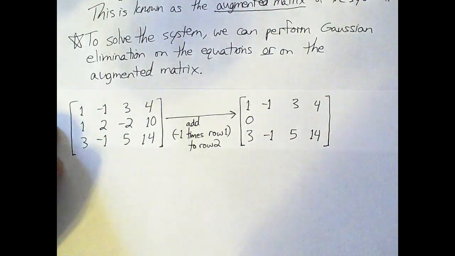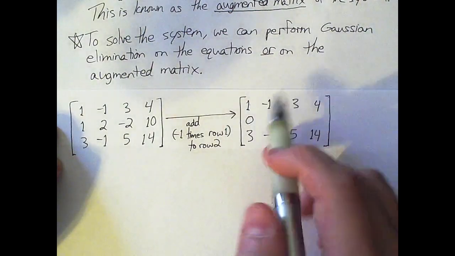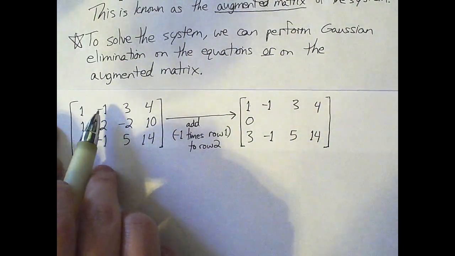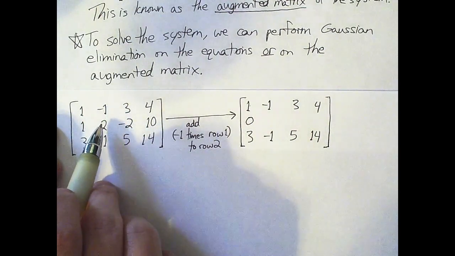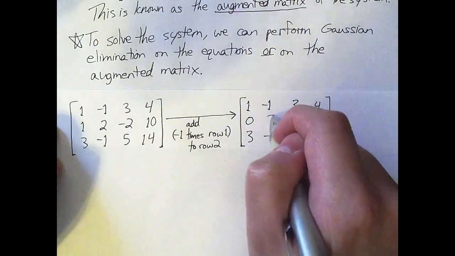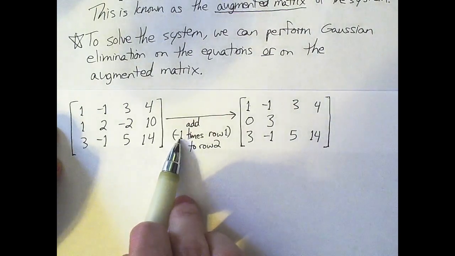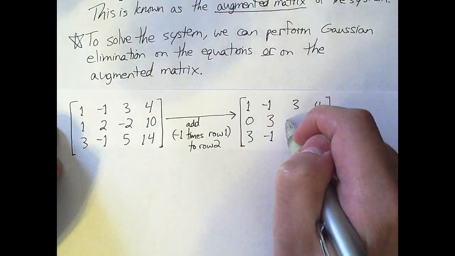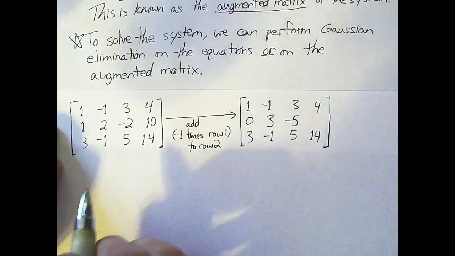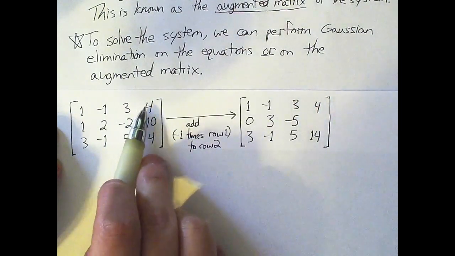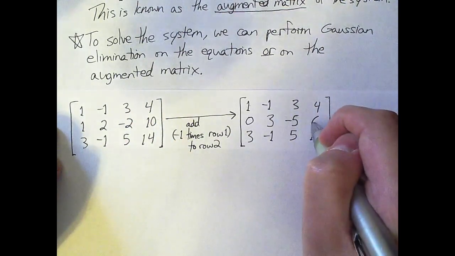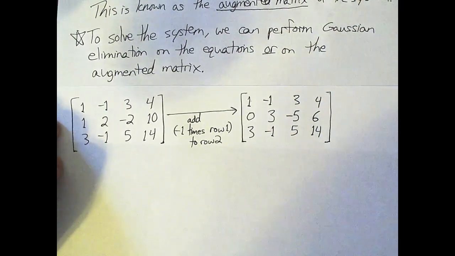I think this is going to make us one step closer to triangular. But we also have to do it to all the other numbers in the row. So -1 times -1 is 1, which gets added to 2. So I get a 3 here. -1 times 3 is -3. It gets added to -2 to get me -5. -1 times 4 is -4, which gets added to 10 to get me 6. And that was one step.